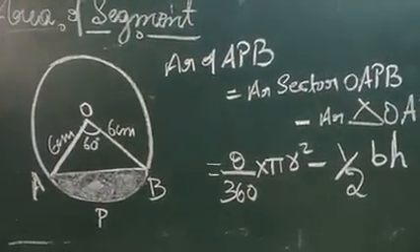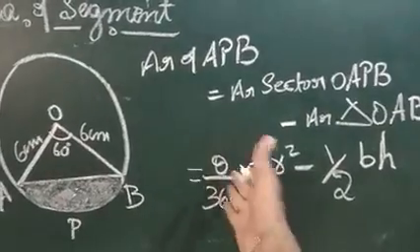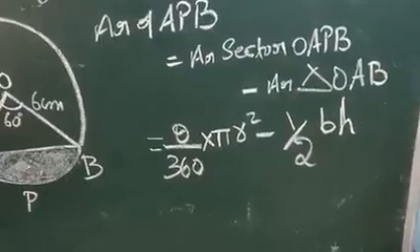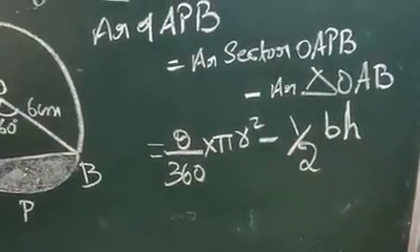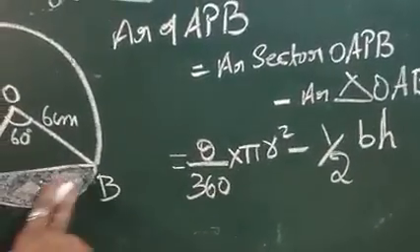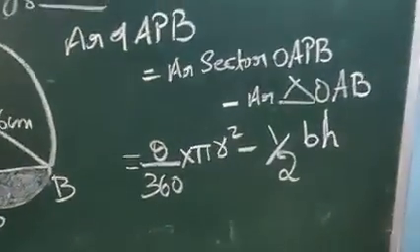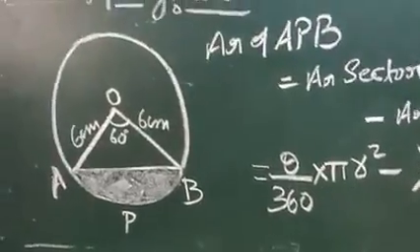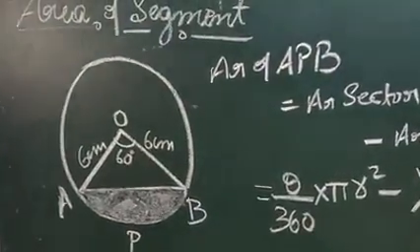Now let us move on to the next step. Theta by 360 into pi r square is very easy for us. Directly we can calculate. But for half into base into height, we should know the base and height of the triangle. Then only we can find the area of the triangle. Let us draw the triangle diagram separately to find the base and height.